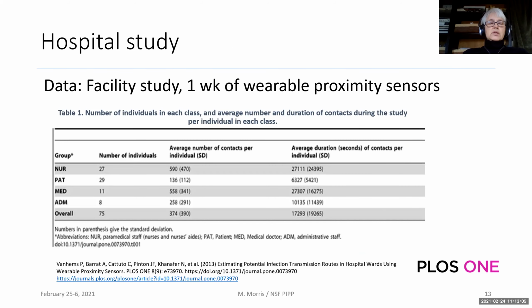So this study was a study of a single ward in a hospital facility, and they had everyone in the facility spend a week wearing these proximity sensors, and they could then categorize from the stream data all of the interactions that they observed and break them down by the groups that were having interactions in terms of the frequency and the intensity of these interactions.